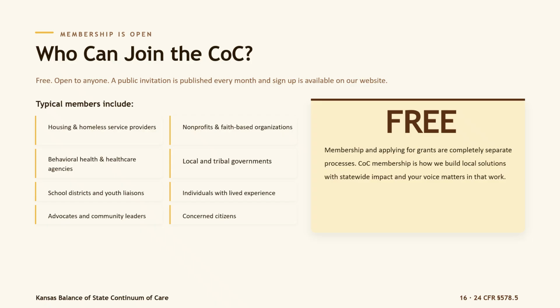Here's who typically joins: housing and homeless service providers, nonprofits and faith-based organizations, behavioral health and healthcare agencies, local and tribal governments, school districts, and youth liaisons, individuals with lived experience of homelessness, advocates, community leaders, and concerned citizens. COC funding is not required to be a member. Membership and applying for grants are completely separate processes. COC membership is how local solutions get built with statewide impact, and your voice matters in that work.